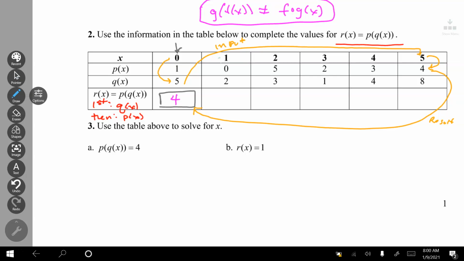When I start at x equals 1, I go to q. I get 2. 2 becomes the input. X equals 2, I go to p. P equals 5. And that goes here. And there's my 5.